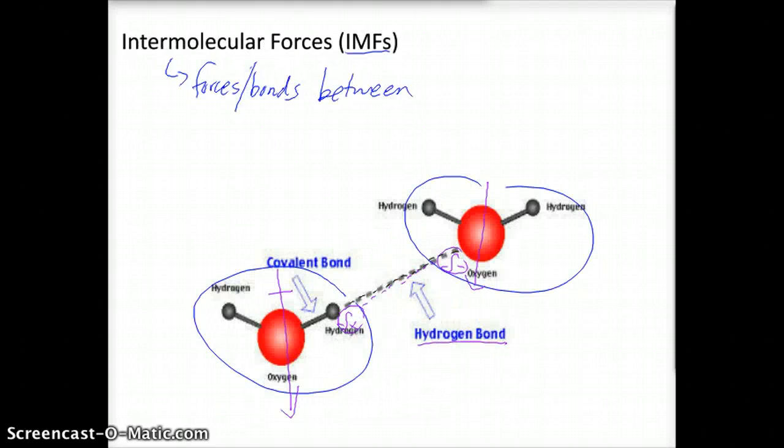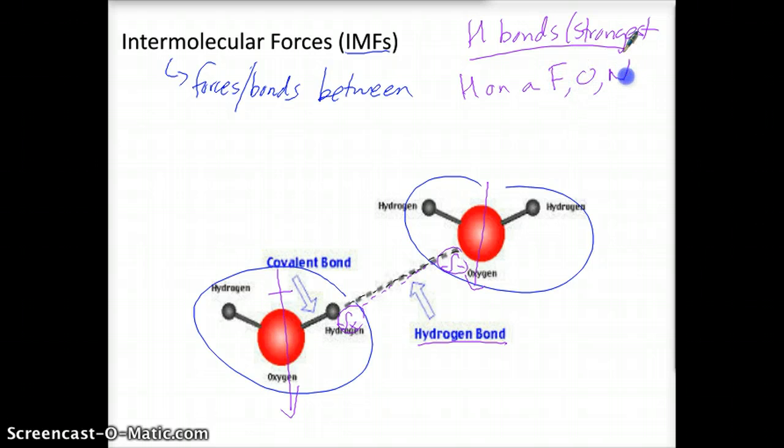Hydrogen bonds are the strongest intermolecular force. And they can only form between a hydrogen that's on fluorine, oxygen, or nitrogen, and another fluorine, oxygen, or nitrogen. The reason for this is because these elements are very electronegative. So they pull electrons away from hydrogen, making it slightly positively charged and making these negatively charged. So if a molecule does not have fluorine, oxygen, or nitrogen, it cannot form a hydrogen bond.